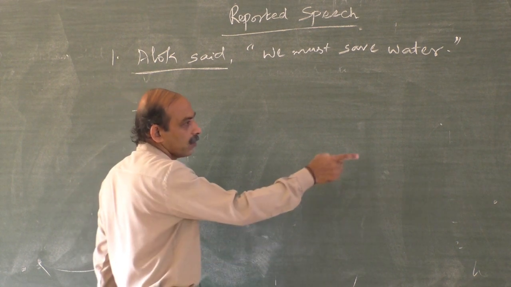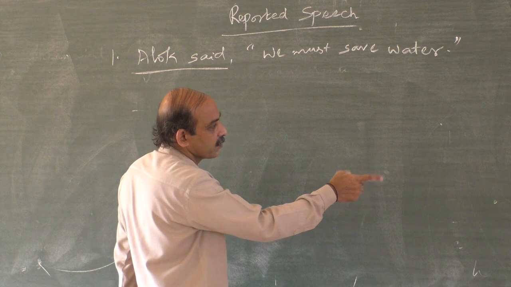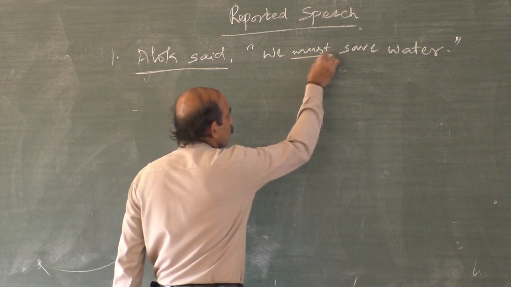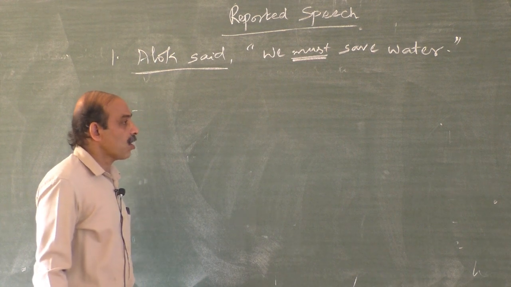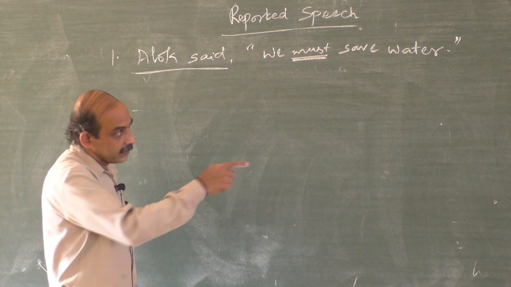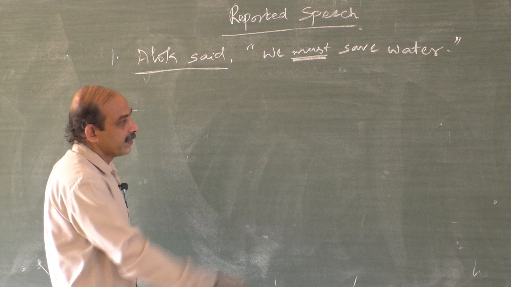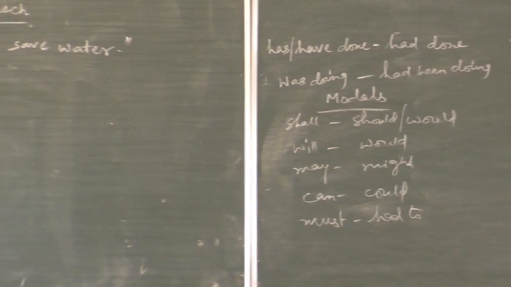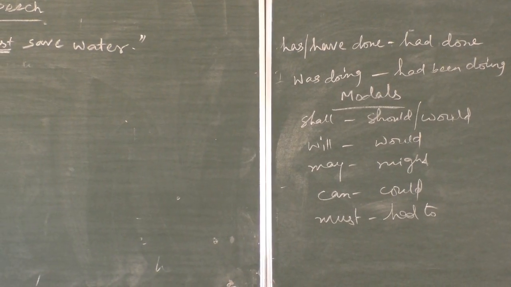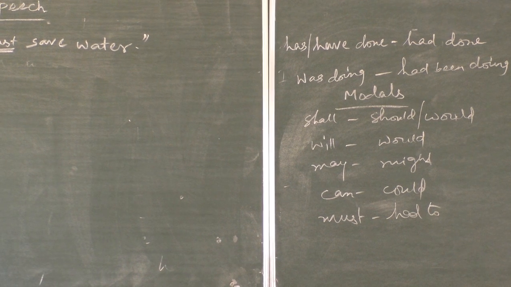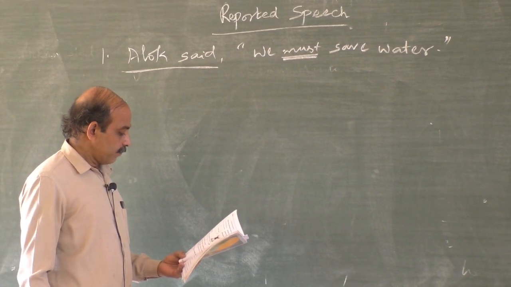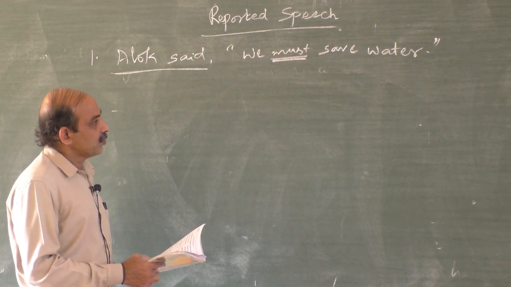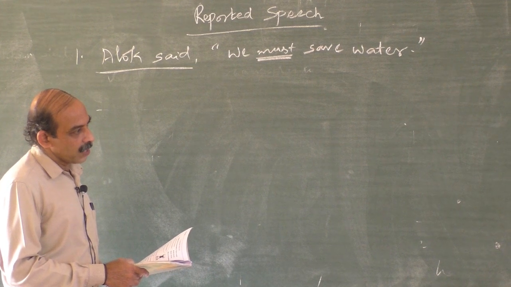We must, and I have told you that must has been changed to had to. This must modal auxiliary is available, and there I have said what are the items to be changed into indirect speech. Had to, because it is said in the past in the reported speech. Reported speech we speak somewhere at some time, and that is why it has been changed to past, had to.